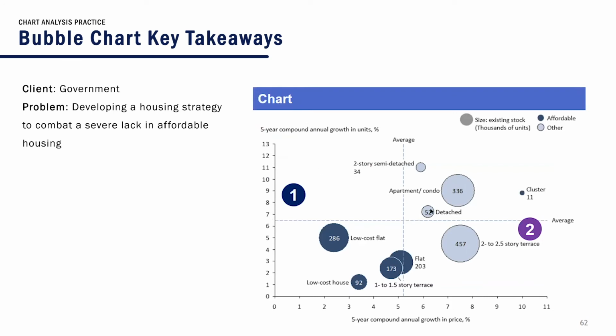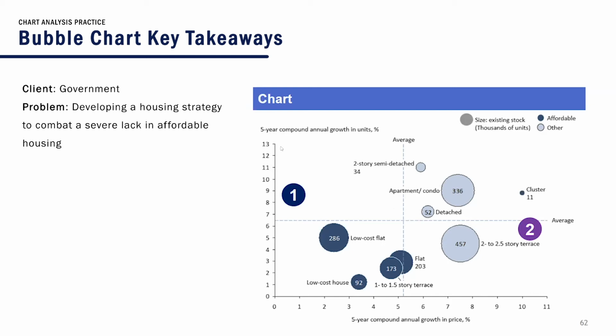Ini bubble chart itu kayaknya sebenarnya like a normal chart. Cuma dia 3 dimensi. Jadi ada y-axis-nya, ada x-axis, dan the third dimension is basically the size of the bubble. Okay, in this case, the client adalah city government yang mau develop a housing strategy. Jadi out of all of this, what should they focus on?